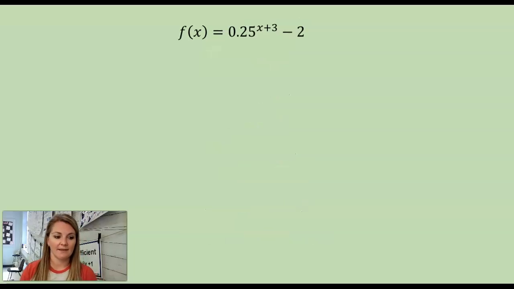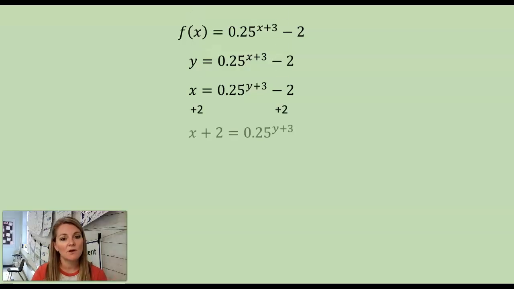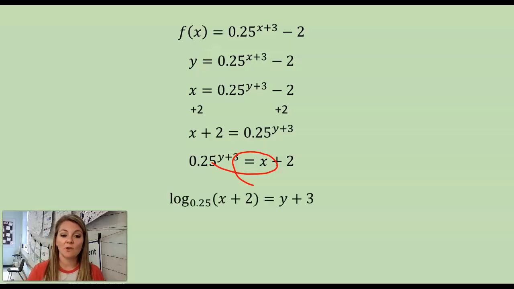Last one, I think, we'll find out. I have f of x is equal to 0.25 raised to the x plus 3 minus 2. Rewrite, switch. My exponential part's not by itself. I don't just have a base and an exponent. So I'm going to go ahead and add the 2, which is going to give me x plus 2 is equal to 0.25 raised to the y plus 3. All I now have is the base and the exponent. So I'm going to switch it so that I can do my log right. Do my log. So I have log base 0.25 of x plus 2 is equal to y plus 3.